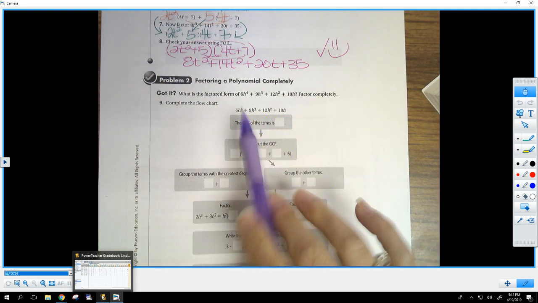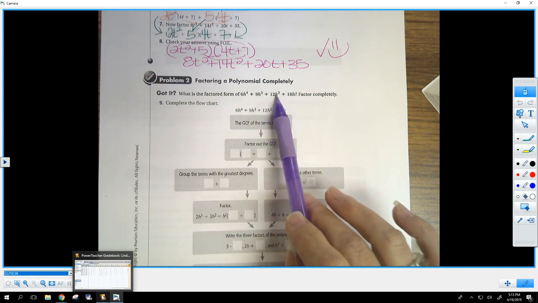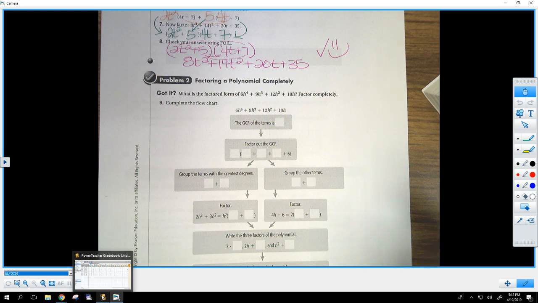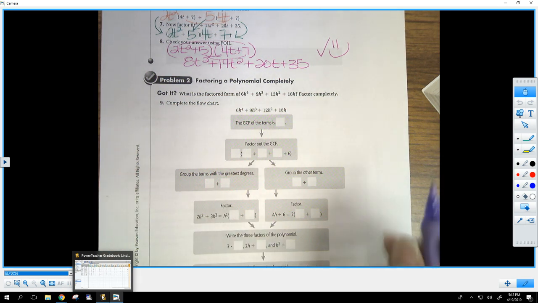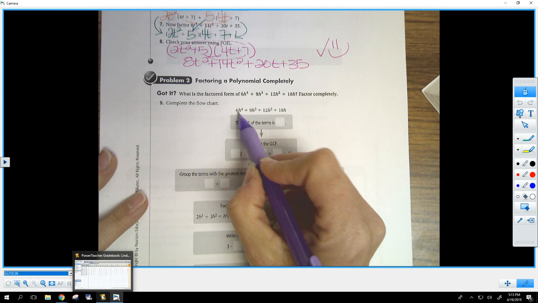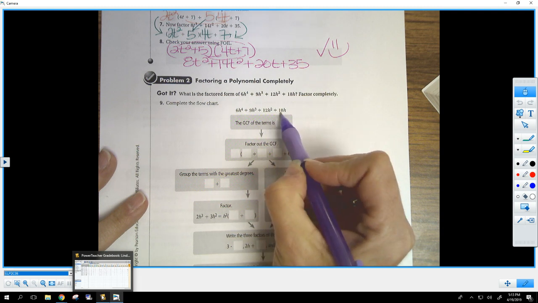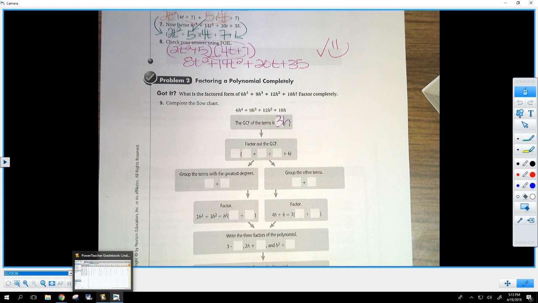So what is the factored form of 6h to the 4th plus 9h to the 3rd plus 12h squared plus 18h? Factor. So can I always remember GCF first? Is there a greatest common factor that I can pull out of all of these? 3, 3, 3, 3, and they all have an h. So I can factor out a 3h, right? So I factored out the GCF.